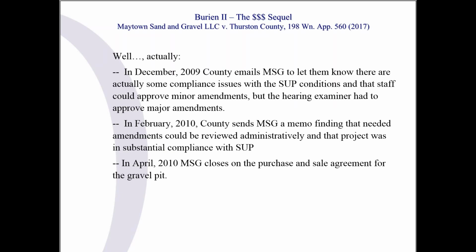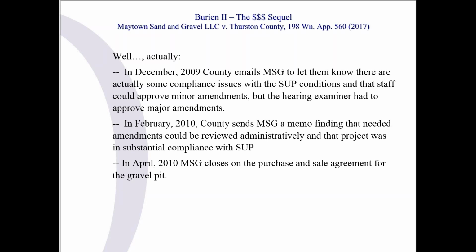Then a little later, in December 2009, the county emails MSG to let them know that, well, actually there are some compliance issues. I think this was the deadlines that were missed. But the staff could approve minor amendments, or maybe it'll have to go to the hearing examiner to approve them as major amendments. We don't know at this point.